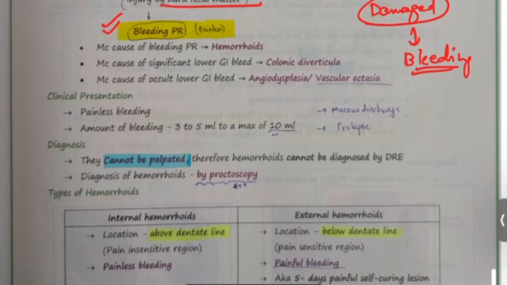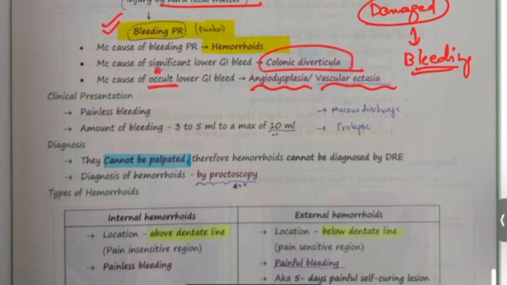Okay, so the most common cause for bleeding per rectum is what we have discussed now, that is hemorrhoids. And the most common cause of significant lower GI bleed overall is colonic diverticula. And occult bleed means bleeding has happened somewhere, but it has not come out. It will come out later on. So that is angiodysplasia or vascular ectasia. This is occult bleeding. Significant lower GI bleeding is colonic diverticula. Most common cause of bleeding per rectum is hemorrhoids.